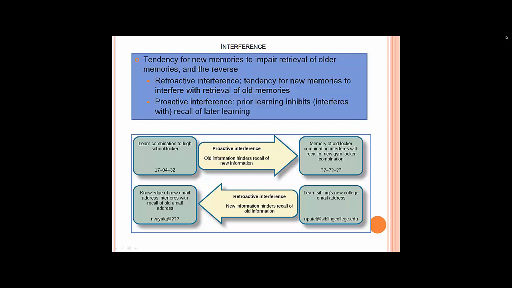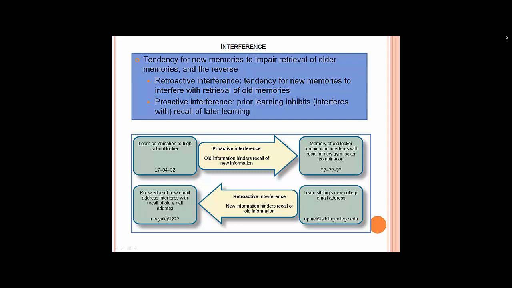But now remember, that interference initially we were talking about short-term memory. Now we're talking about long-term memory. So the tendency of new memories to impair the retrieval of older memories, and also the reverse happens. So there's two types of interference in this case.